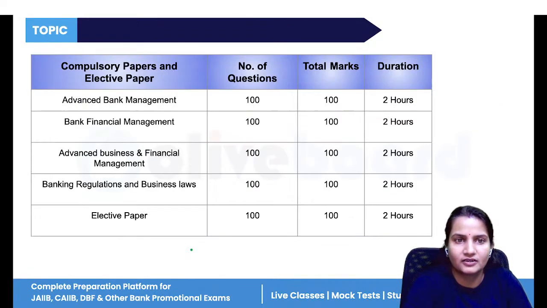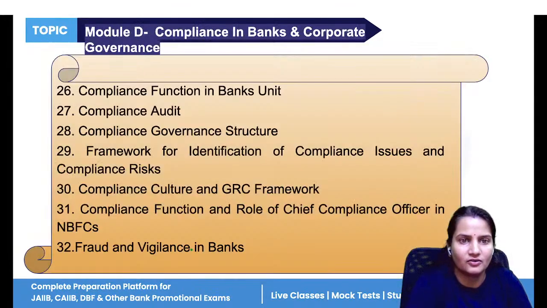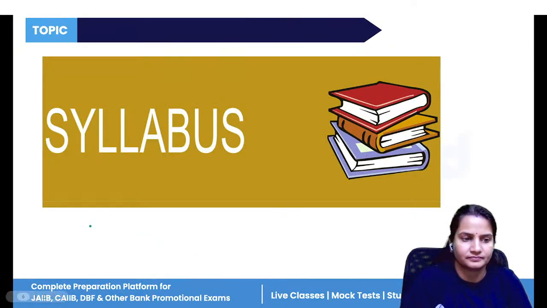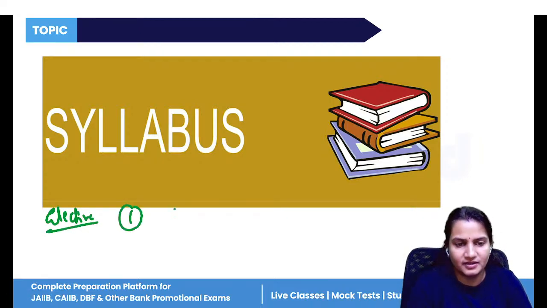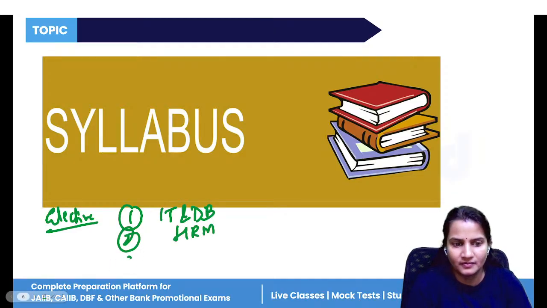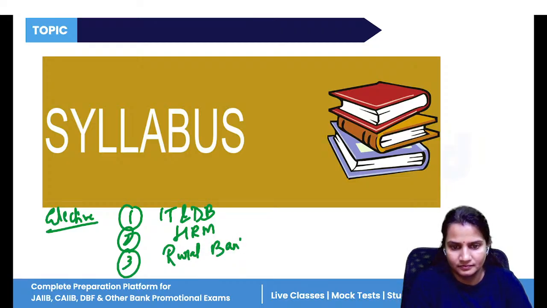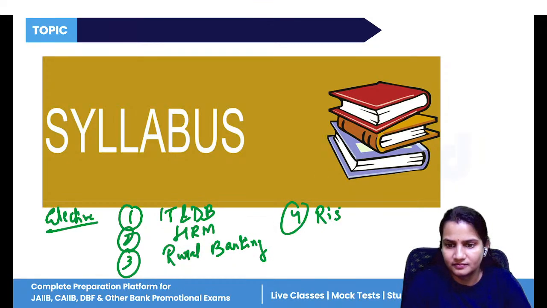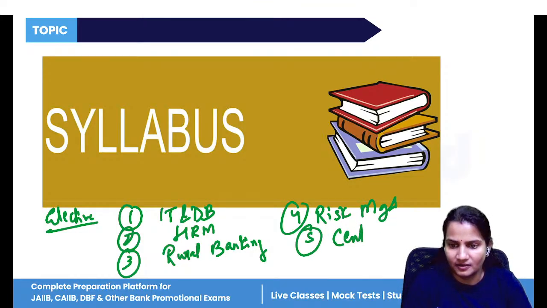Now, in elective paper, what are the options? In elective, you are provided five options. One is IT and digital banking. Second is human resource management. Third is rural banking. Fourth is risk management. And one is central banking. So these are the five options.